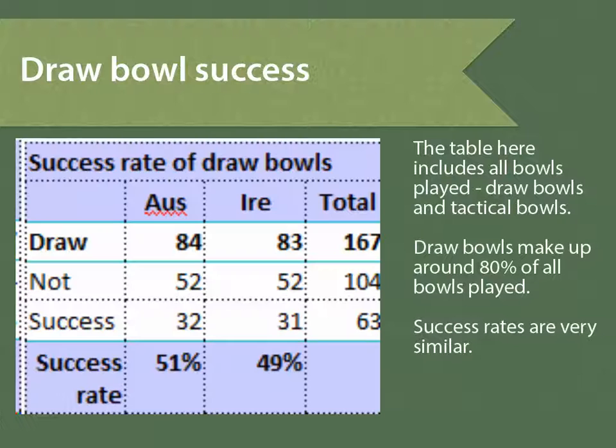The table here includes all bowls played, draw bowls and tactical bowls. Draw bowls make up around 80% of all bowls played. Success rates are very similar.